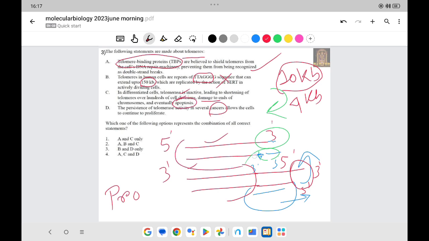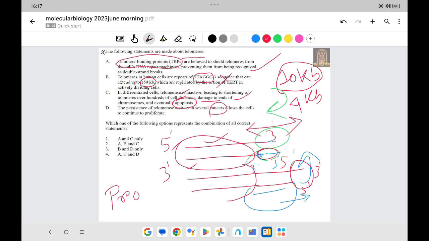So if that thing is happening again and again, there is no telomerase enzyme, and they are losing this part depending on each cell division cycle. So after 100 cycles, they will lose a huge amount of DNA and a huge amount of information. So this one comes true.